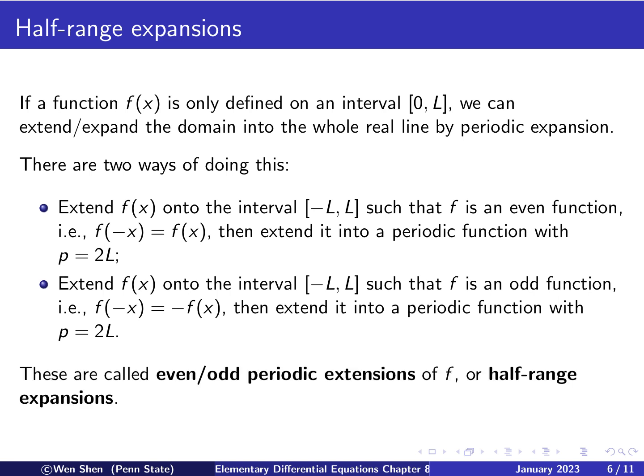Okay, so these are called even, odd, periodic extensions of f, or since you use only the half range of the periodic function, it's also called a half range expansion or extension. And once you have done the expansions, then you have a periodic function, might be even or odd, and which you can write out the Fourier sine series or Fourier cosine series correspondingly.